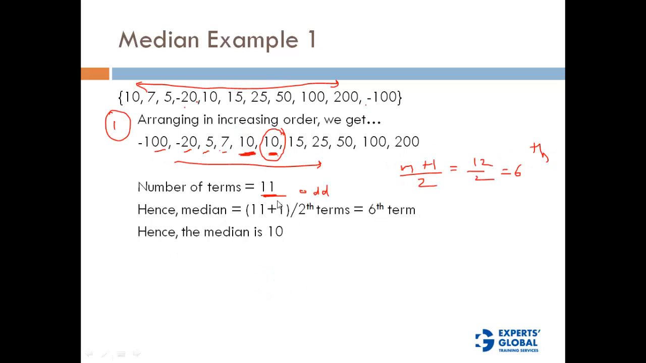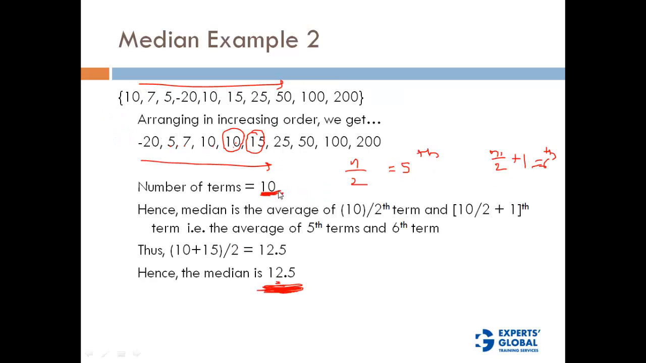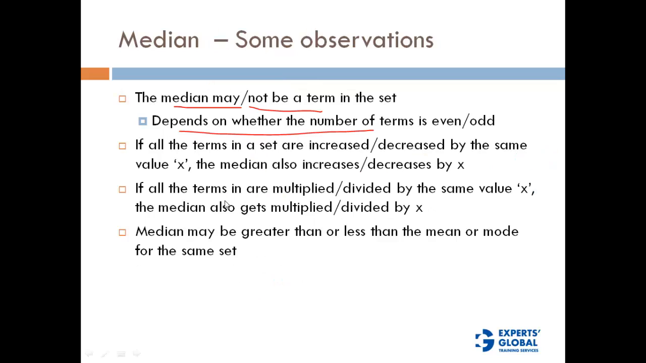Whereas here the number of terms was odd, and we were looking at the sixth term. The sixth term is 10, and that exists in the set. So if the number of terms is odd, the median is going to exist in the set. If the number of terms is even, we'll see that the median does not exist in the set.